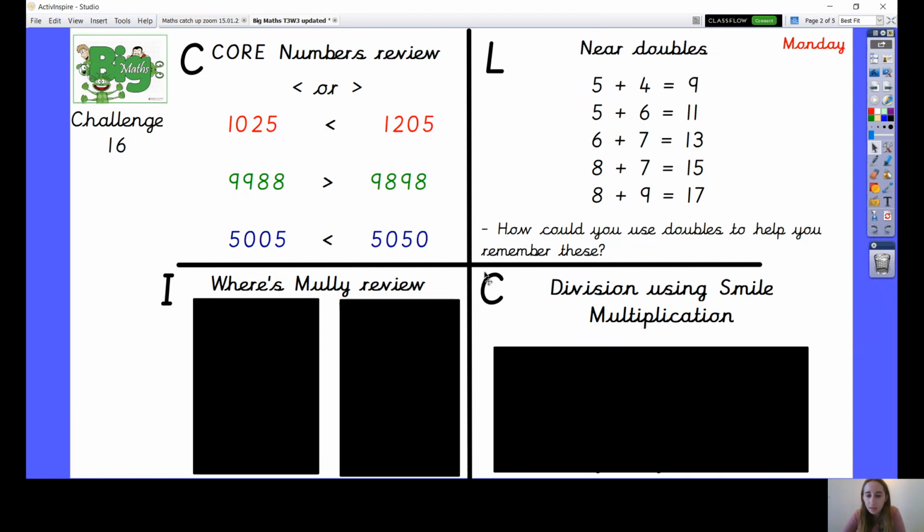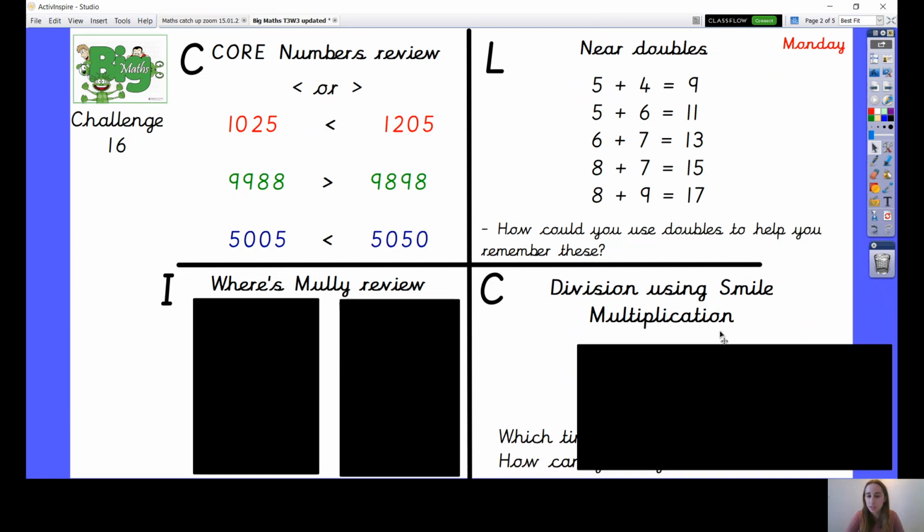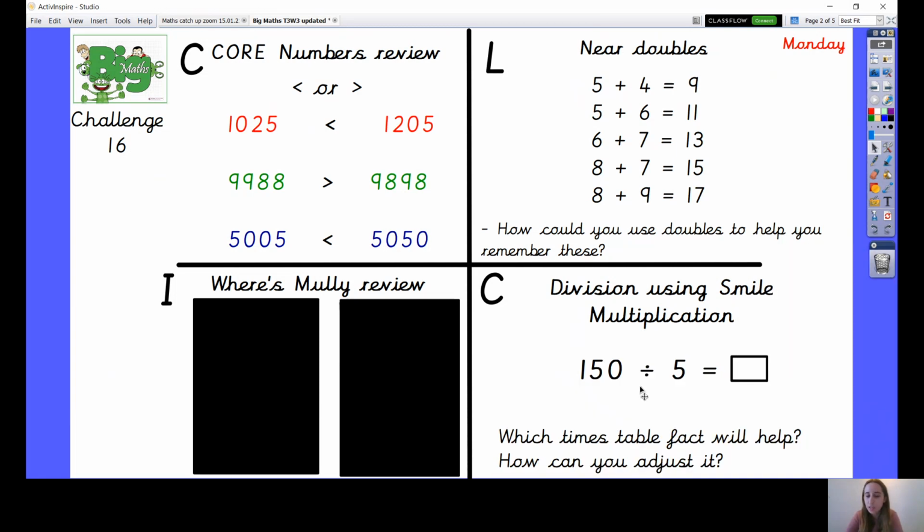We're actually going to do our calculation skill next and leave our It's Nothing New till the end. So in calculation this week, we are doing division using smile multiplication. So our smile multiplication skills are going to help us with these division questions. My calculation is 150 divided by 5. The question here says, which times table fact will help me answer this calculation mentally? So have a think about which times table fact is going to help you solve this calculation.